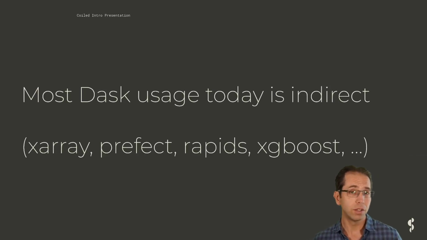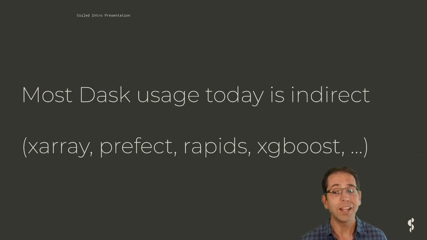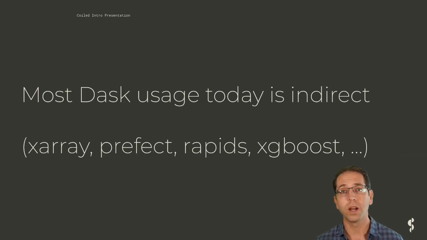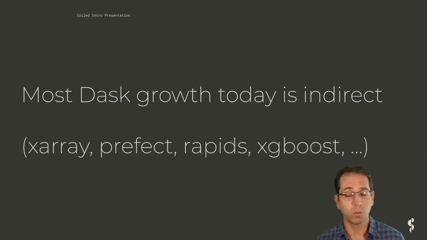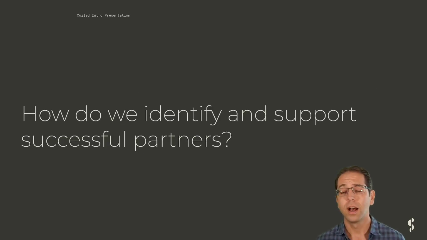And so today, zooming to the present, most Dask usage is indirect. It's through some of these other software projects. So Xray, Prefect, Rapids, XGBoost, and there are others, right? So most growth today in Dask is also indirect. And so as we think as Dask maintainers about how to grow the system, we think about how to identify and support successful partners. So for example, there's a lot of work today happening in statistical genomics. It's on the boundary of should we invest time or not invest time. There's a lot of activity happening in life sciences. How do we have the greatest impact there? And so we try to identify these partners and support them to the best that we can.